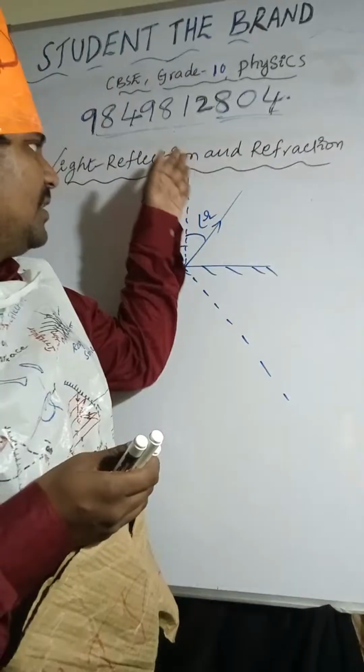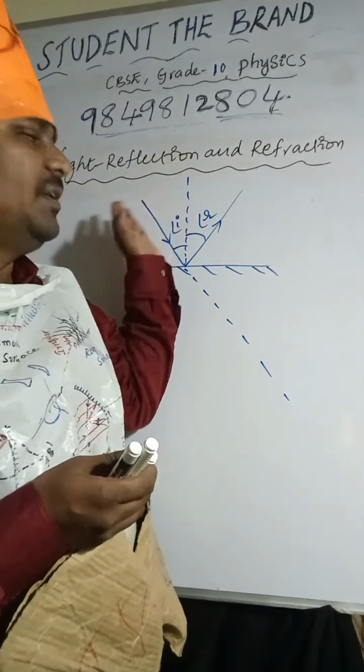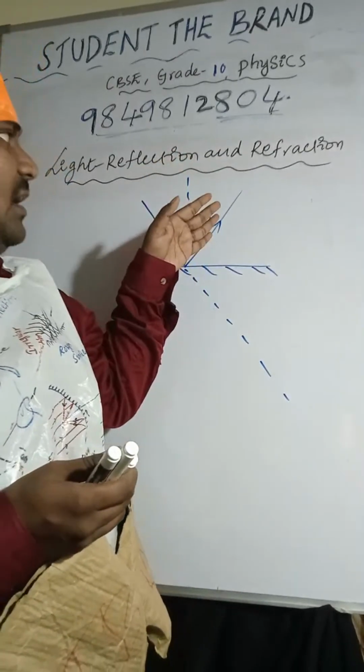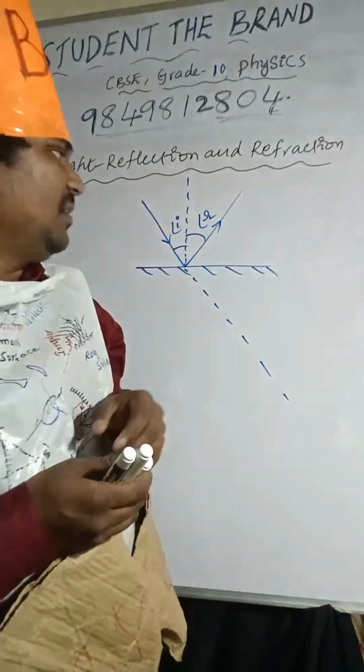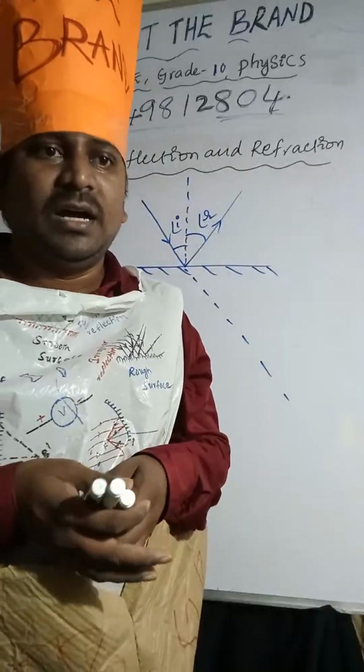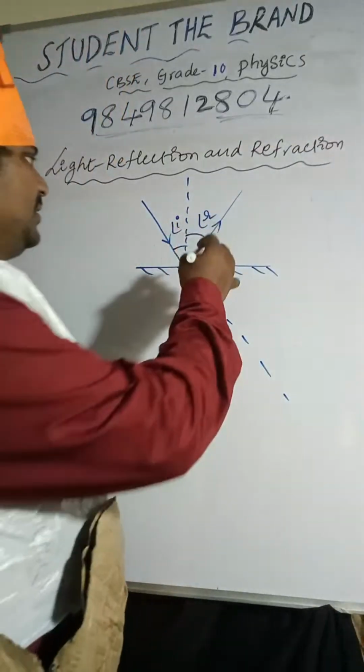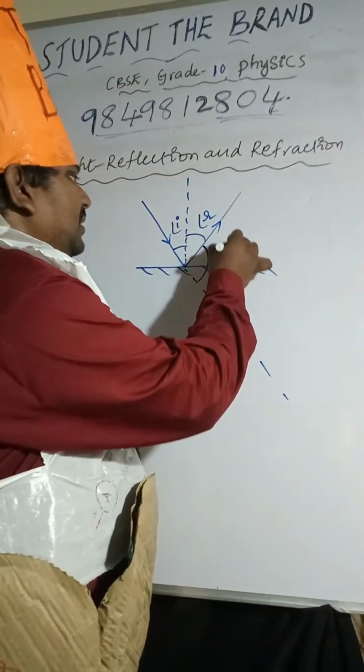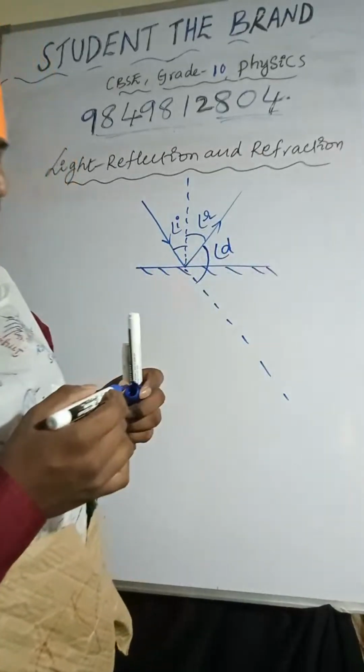Incident ray, reflected ray, normal line. The angle between the incident ray and the normal line is called the angle of incidence. The angle between the reflected ray and the normal line is called the angle of reflection. The angle between the reflected ray and the undeviated line is called the angle of deviation. So I'm taking this angle of deviation.